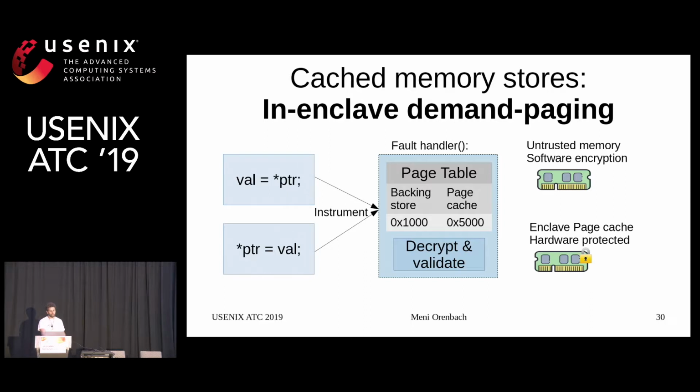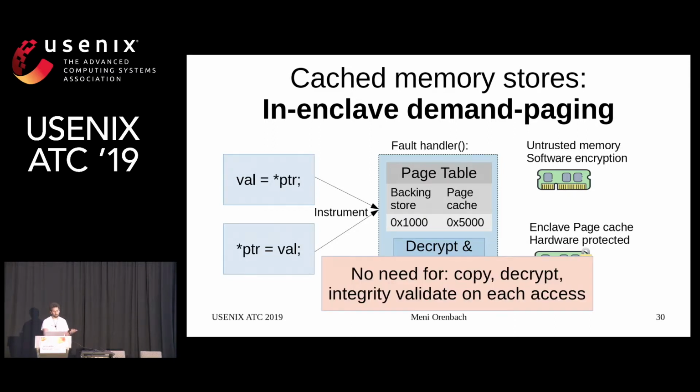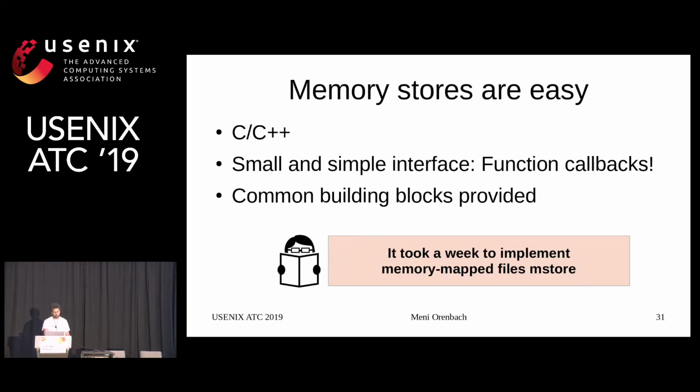The page cache is the enclave hardware protected memory, so it doesn't need to be software encrypted. The page table maps between them, and we only need to focus on what paging actually does, which is decryption and validation of pages. Later on, every access to the same memory will be fetched from the cache, so it's much more efficient and doesn't need to be copied, decrypted, and integrity validated on every further access.